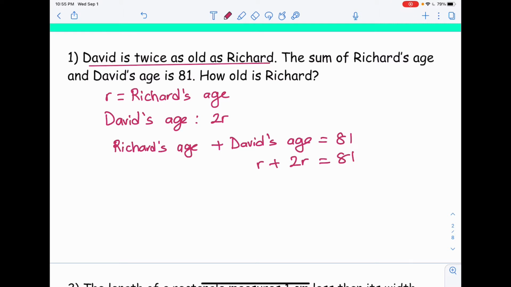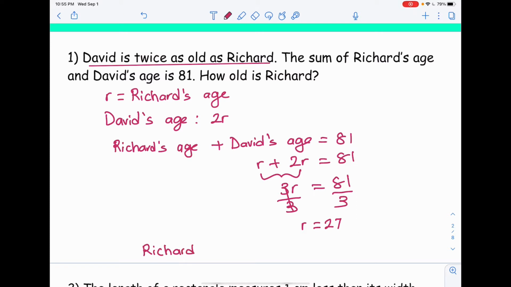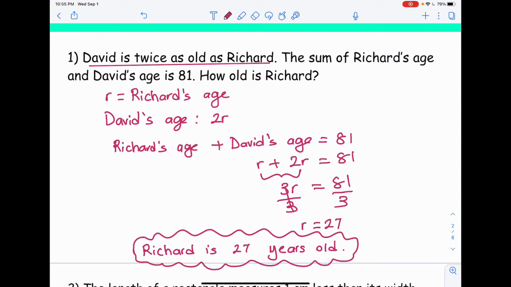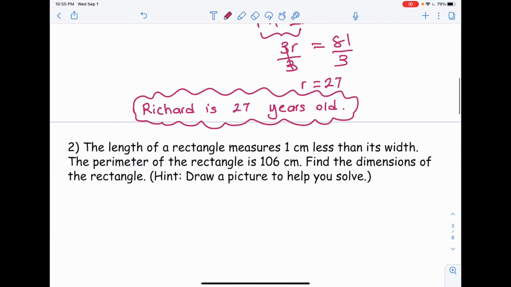Then from here we can combine like terms. R plus 2R means 1R plus 2R, which will be 3R. And then if we divide both sides of the equation by the coefficient of R, which is 3, then R will be, from here, 27. So Richard is 27 years old. Okay, we're done. Question number 2.